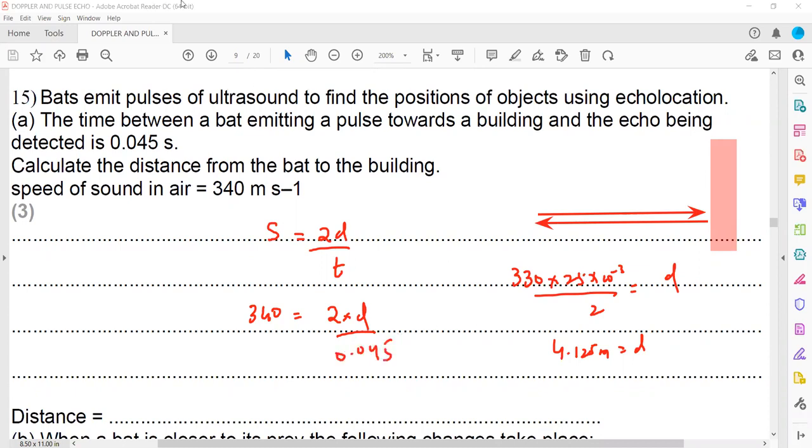So when we simplify 340 times 0.045 divided by 2, this will give us the distance between the bat and the building, which is about 7.65 meters.